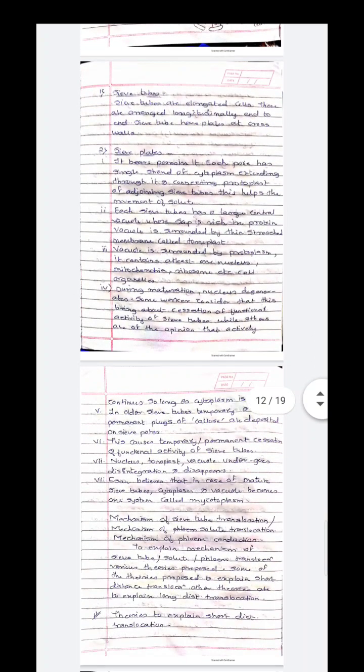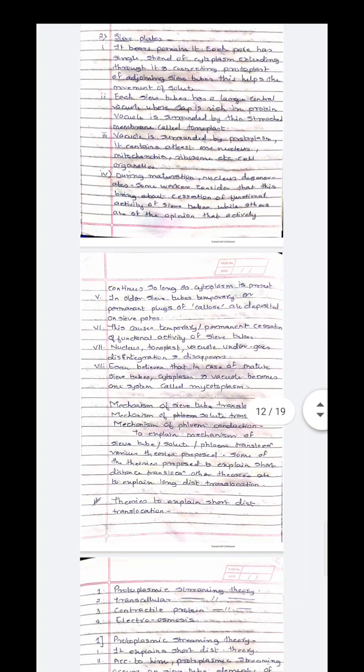Then for the mechanism of sieve tube translocation, there are two different mechanisms: one is short distance translocation, and the second is long distance translocation. For explaining short distance translocation, different theories are proposed: the protoplasmic streaming, transcellular streaming, contractile protein theory, and also electroosmosis. In the next video we will talk about these theories regarding translocation. So now I stop here.